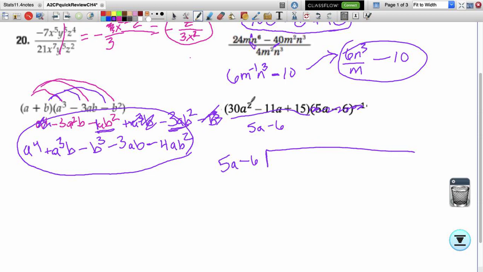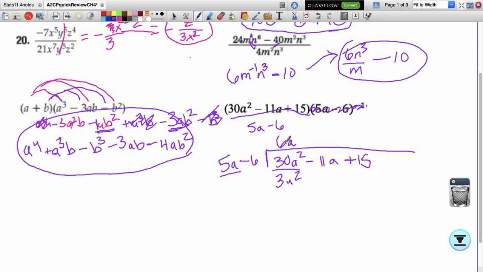In there, I'm going to make sure I have all my powers 2, 1, and none, so I don't need any fillers. So I'm going to put 30a squared minus 11a plus 15. So I'm going to look here and here. 5 times 6 will give me the 30, and a times a will give me my a squared. I'm going to distribute it across.